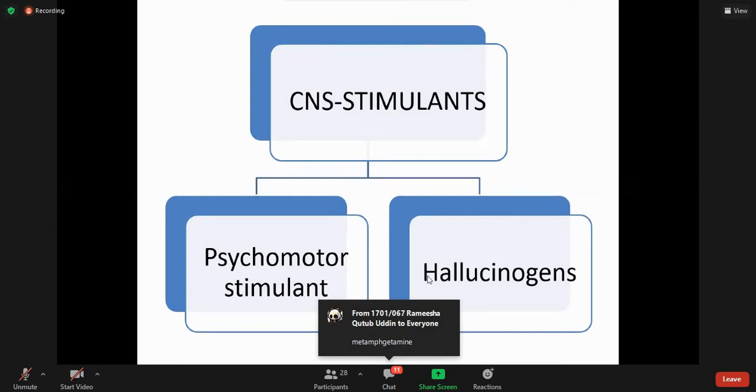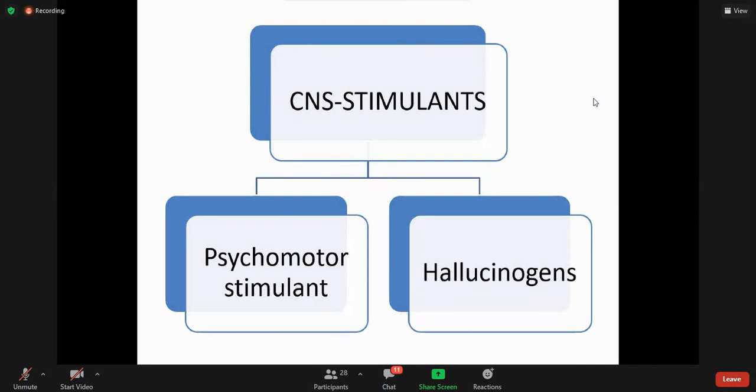Methamphetamine, right? And ice is basically the derivative of methamphetamine. So methamphetamine, that is also called speed, has a crystal form which can be smoked. That is called ice, right? So that is the methamphetamine.